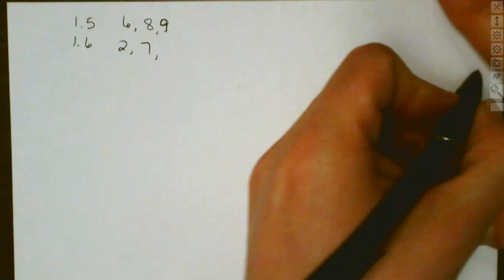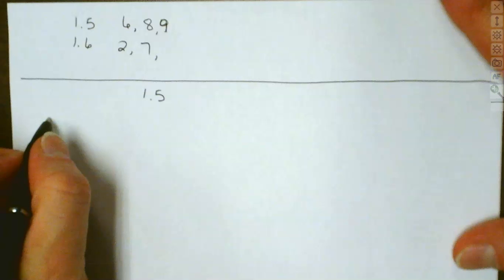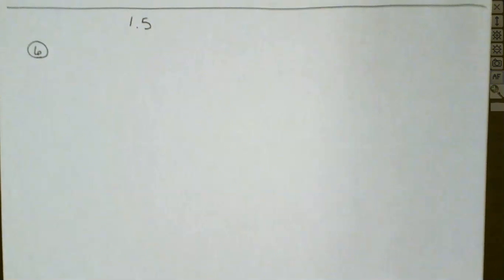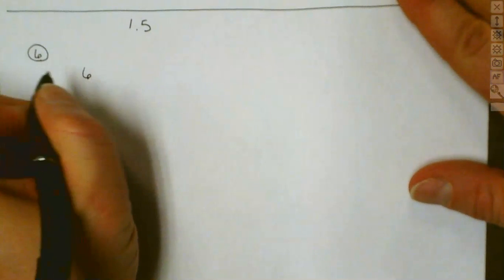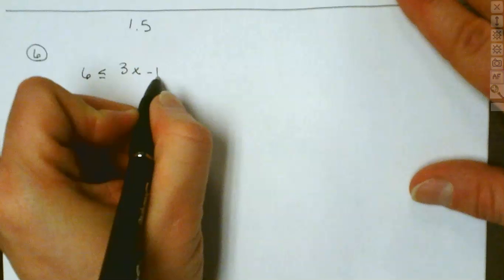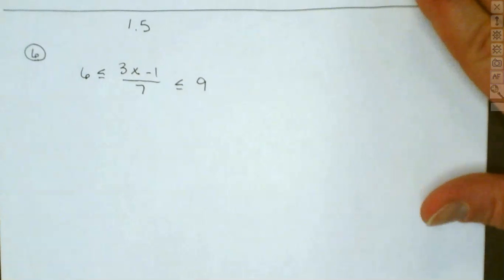So let's now go ahead and get started with the questions out of 1.5, and we're going to start with question 6. And we can add more if we need to as well. So we'll start with question number 6 here. And for question number 6, we've got a fraction. So we've got 6 is less than or equal to (3x minus 1) over 7 is less than or equal to 9. So this is what we've got.